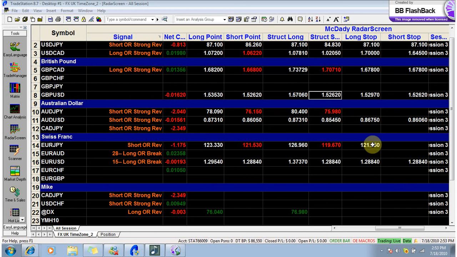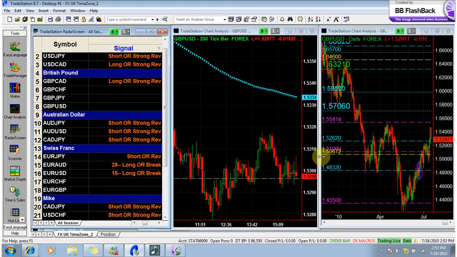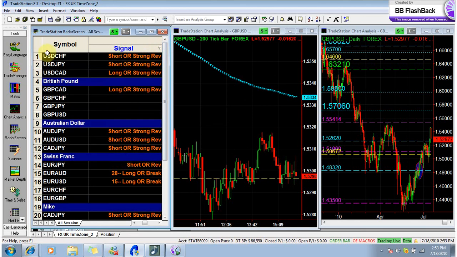So the Swiss has a sell signal. The pound did not give us a sell signal. So let's do now the dollar Swiss. We did the pound dollar, we did the euro dollar. Let's do the Swiss dollar.